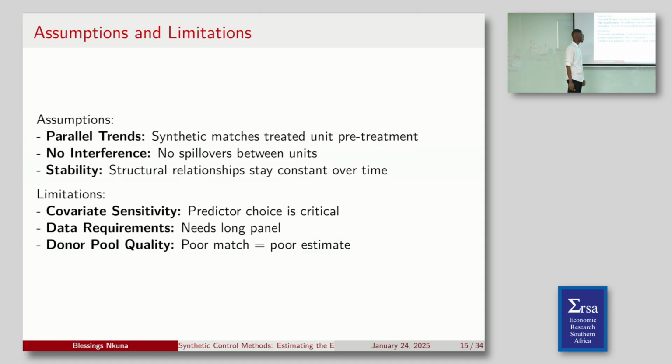So donor pool quality: poor match, poor estimate. This is straightforward. Some people would say garbage in, garbage out. So you need countries that are already similar to start with. I think you asked that question. That was a good question.